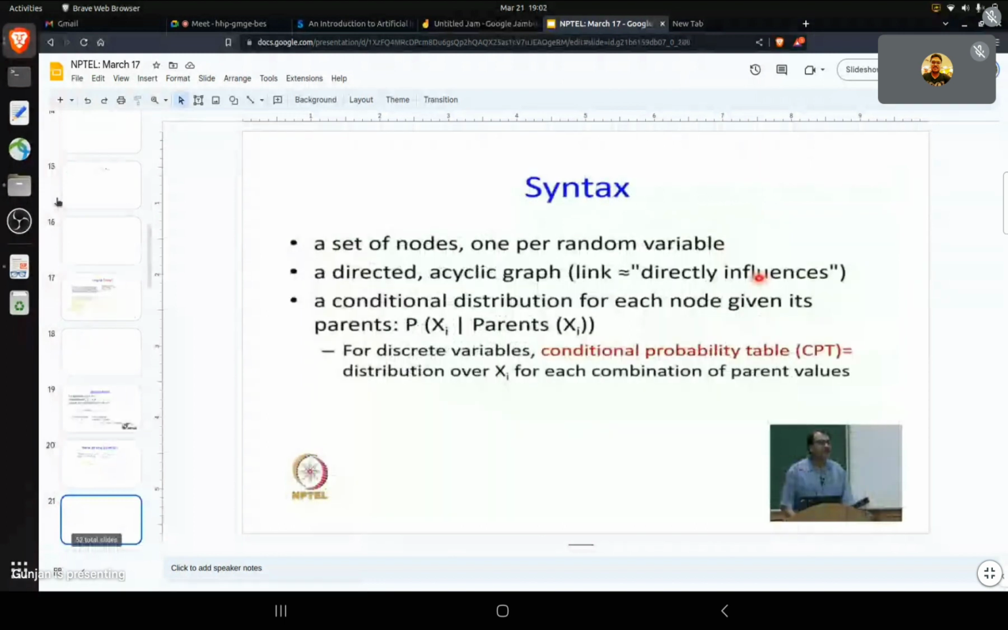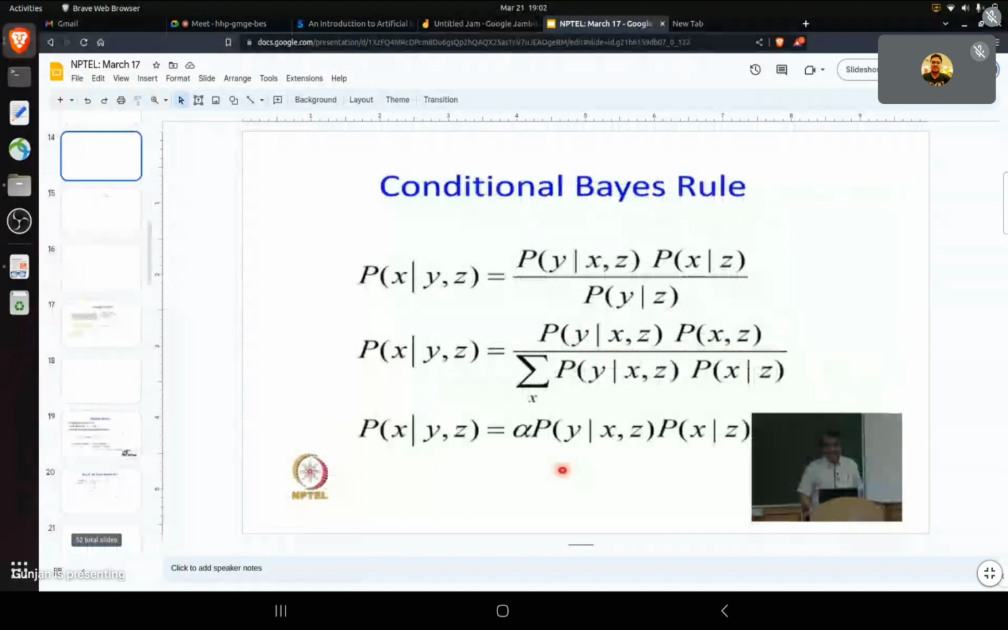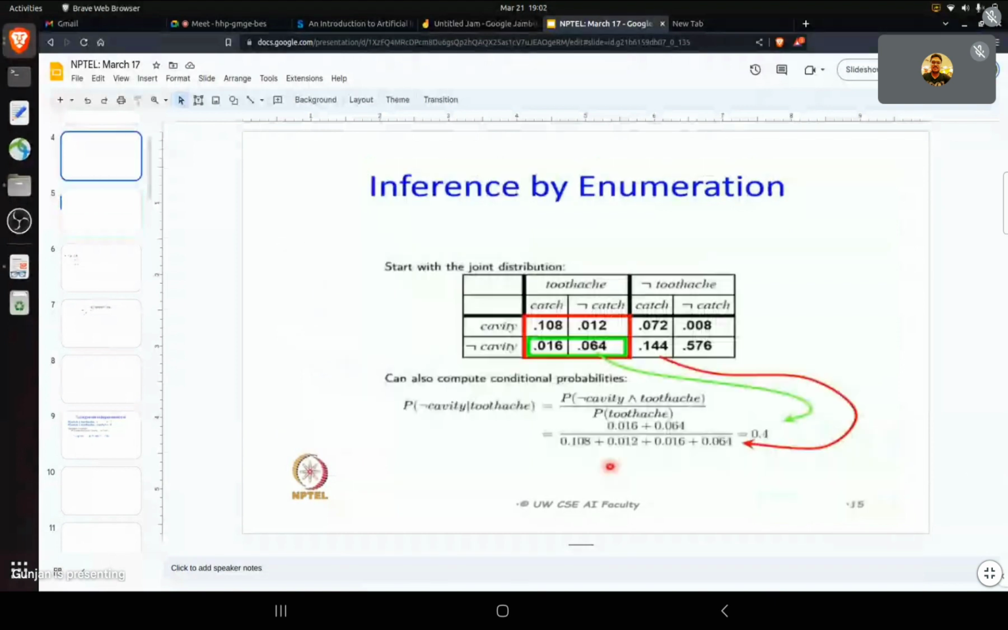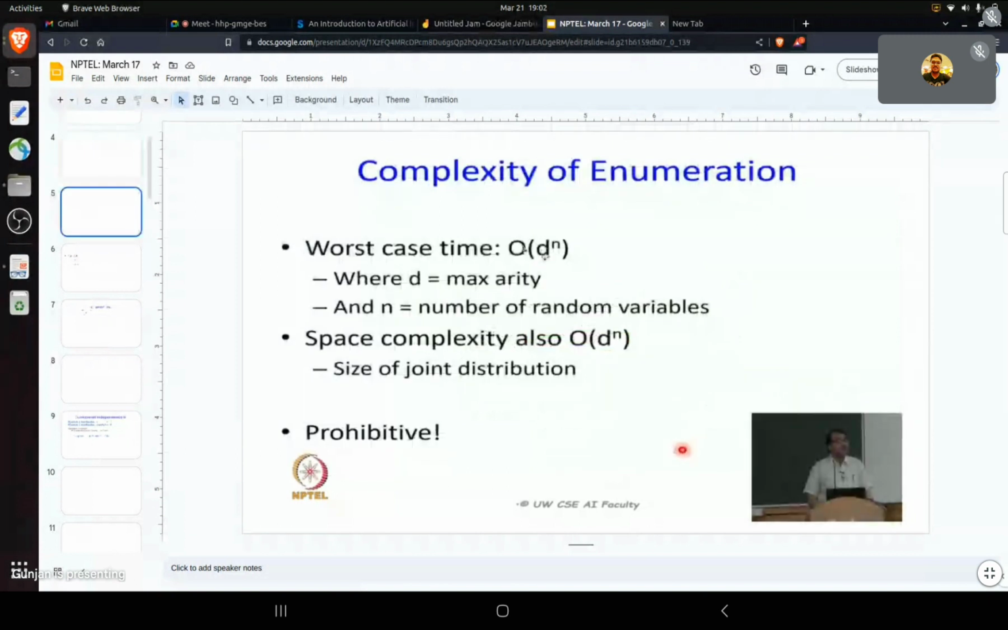But here it says that if you have d as the arity, which means the number of values that a variable can have, and n as the number of random variables, then the complexity would be d to the power n. This is the worst case time complexity of enumeration.